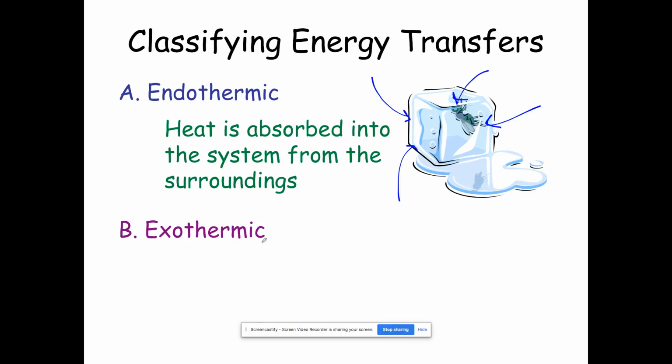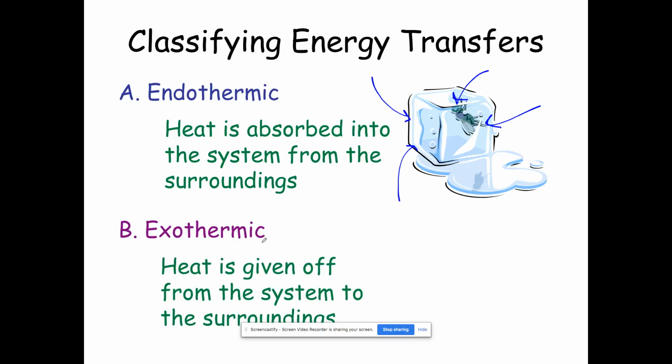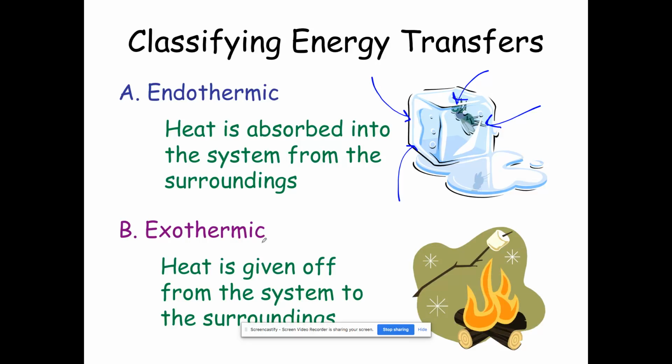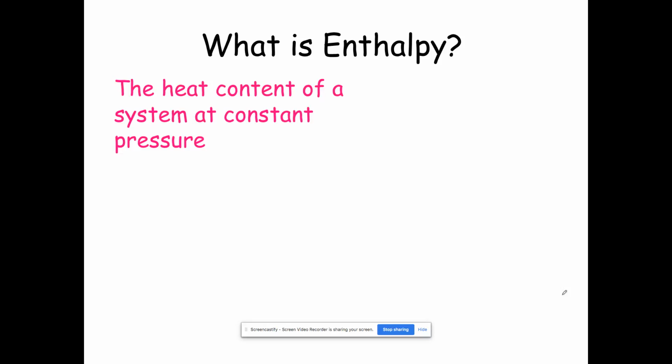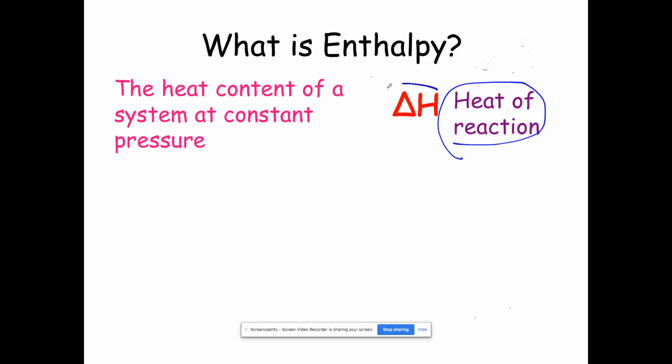And exothermic is heat given off from the system to the surroundings. So a classic example, fire gives off heat to the marshmallow. Now there's something called enthalpy, and actually enthalpy has three different synonyms. It is the amount of heat in a system at constant pressure. We can also call it delta H, or more commonly, the heat of reaction. I would say that these are the two terms that we use most often in Regents chemistry. You will see this in higher level chemistries, but be prepared for either one of these.